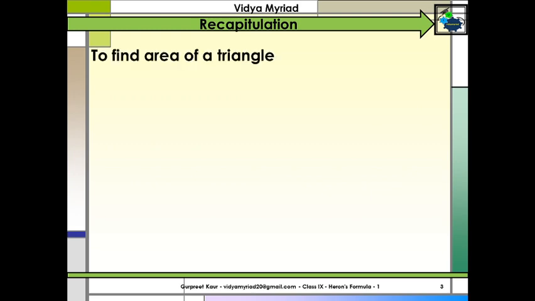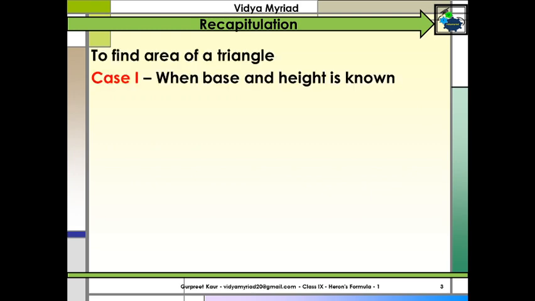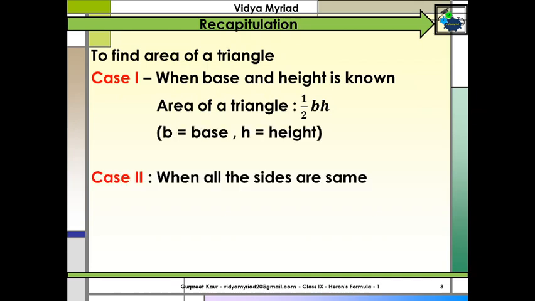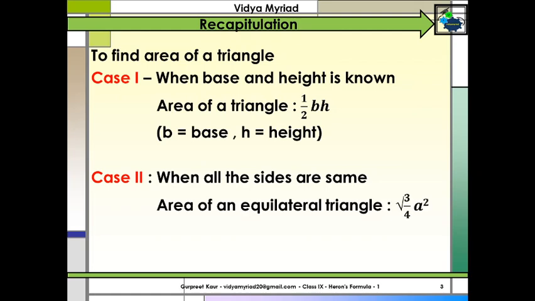Let us first revise how to find out the area of a triangle. Now case 1, when you know the base and the height, the triangle formula is half base into height. Sometimes if it is not known, if it is a right angle triangle, with the help of Pythagoras theorem you can find out the height or base if the hypotenuse is given to you, and there can be many other ways. Same way, if you have all the sides same, that means you have an equilateral triangle. In that case also you can use the formula root 3 upon 4 a square, where a is the side of the triangle.